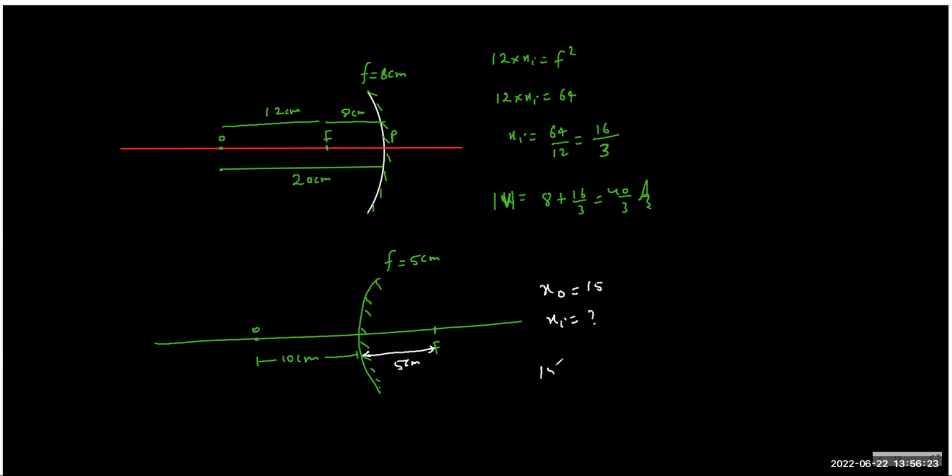So what you can write? 15 into XI equals to 25. XI is how much? And it is less than 5 for sure. It is 1/3 of here. So it must be somewhere here. We got that 5 by 3. If this is 5 by 3, this will be how much?